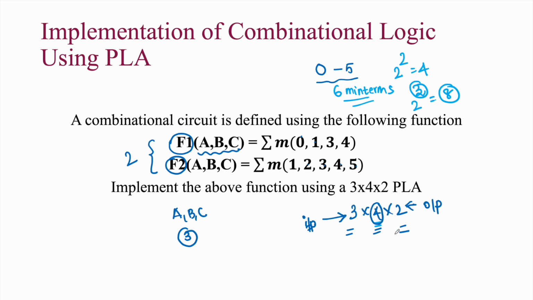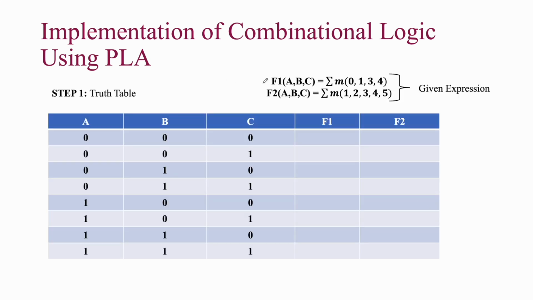So now with this introduction, let us start working on the problem. We are given 2 expressions f1, f2. We have 3 input variables A, B, C. If we have 3 input variables, then it should start from 0, 0, 0 till 1, 1, 1. We have all the different possibilities of minterms. Now when we look into f1, what are all the minterms that are present? We have 0, we have 1, we don't have 2, we have 3, we have 4, we don't have 5, 6 and 7. Similarly, for f2, what are all the minterms we have? We don't have 0, we have 1, 2, 3, 4, 5, we don't have 6 and 7.